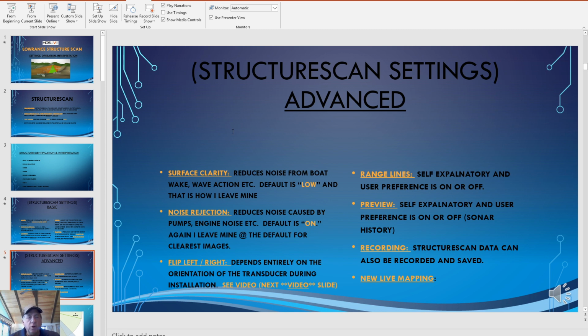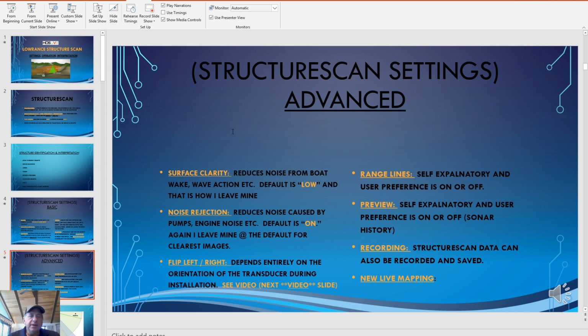And you can even go back, and touch a specific area on there and drop a waypoint if need be. Recording structure scan data can also be recorded and saved. I think I've done some videos on that up on my YouTube channel, but basically you can record a lot of the information that you're seeing by using one of the micro SD slots, or if you only have one, using the micro SD slot to record the data.